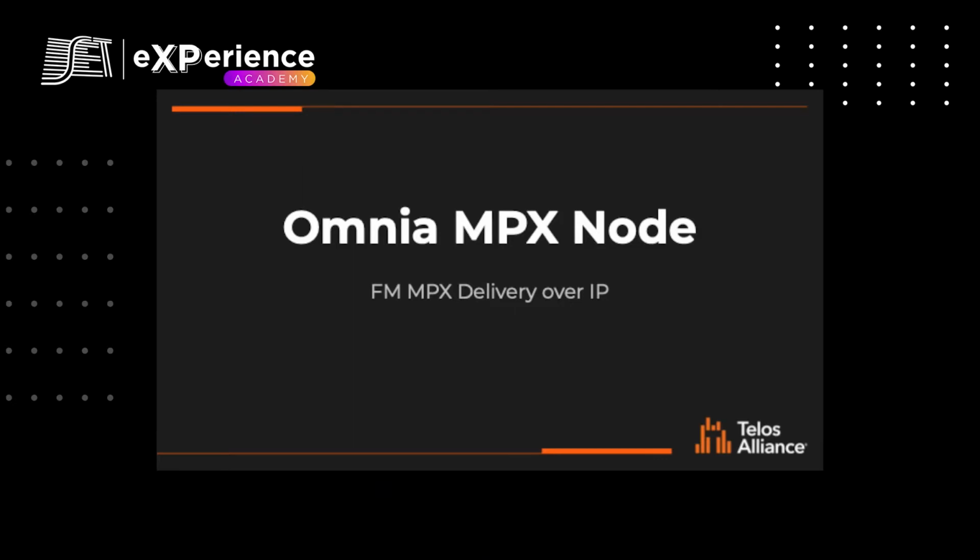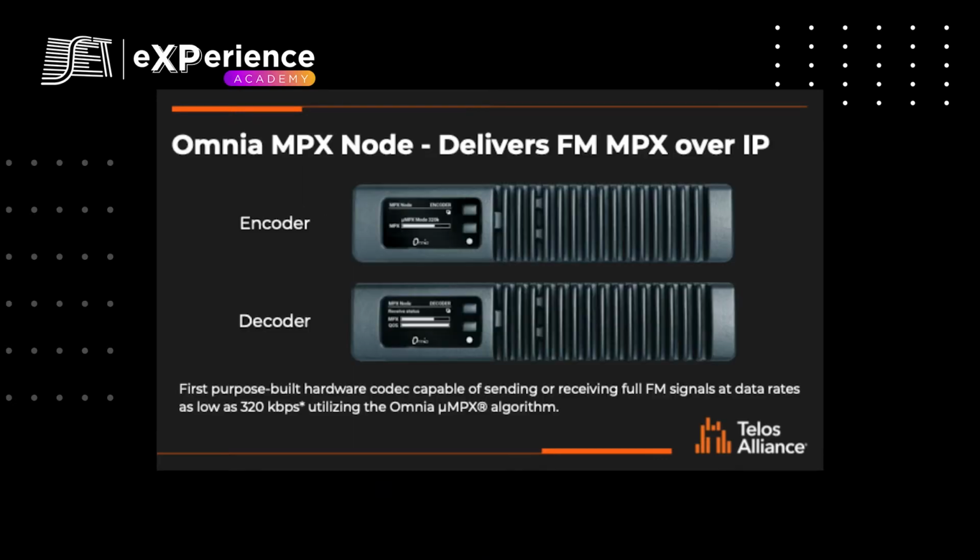It's brought to you in the Omnia MPX Node. The MPX Node is a purpose-built broadcast appliance for delivering FM composite signals over high-speed and mid-speed IP networks. By transporting an FM composite signal rather than left and right audio, broadcasters can keep their on-air processing and RDS encoding at the studio, and then deliver a transmission-ready, peak-controlled FM signal directly to the FM transmitter without the need for transmitter-end peak limiting or stereo generation. Each MPX node can be set to either encode or decode, and a pair of them creates an end-to-end system.